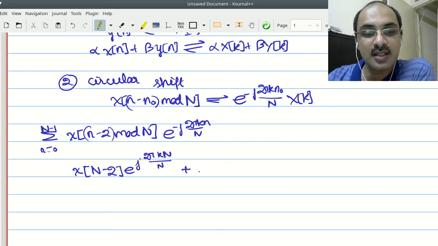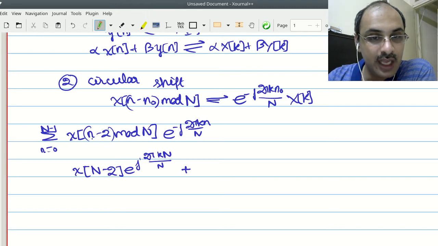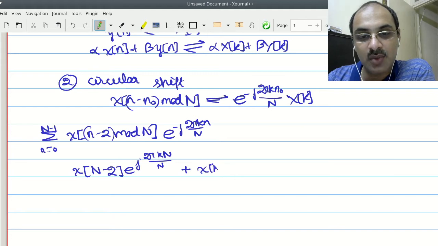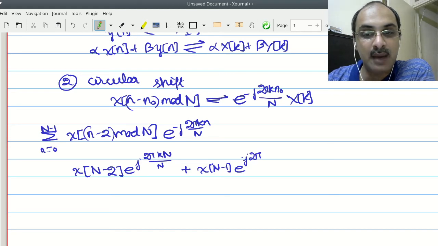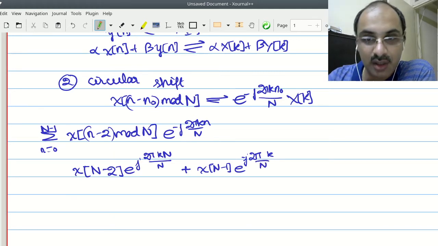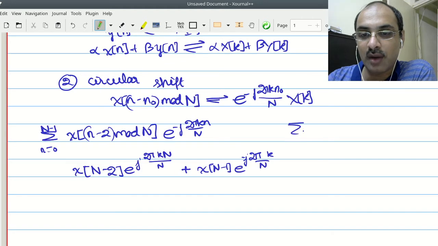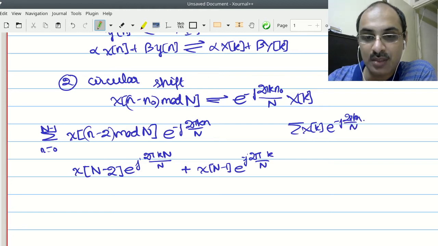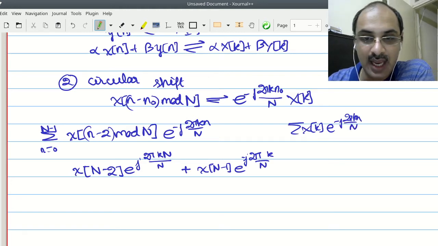Plus the next term will be when you put n is equal to 1, 1 minus 2 is minus 1, so you will get x of N minus 1 e power minus j 2 pi k upon N. That is what you will have in the first term. If you remember the formula, capital X[k] is the summation of x[n] e power minus j 2 pi k n upon N. So, I have to put small n is equal to 1, you will get minus j 2 pi k by N. But again, I am going to rewrite this in a very special way.